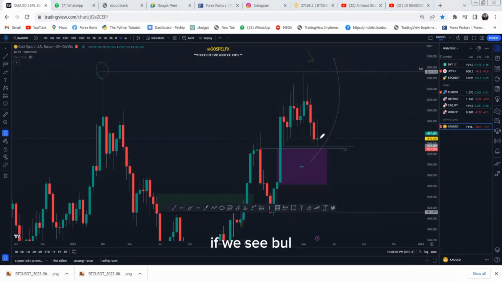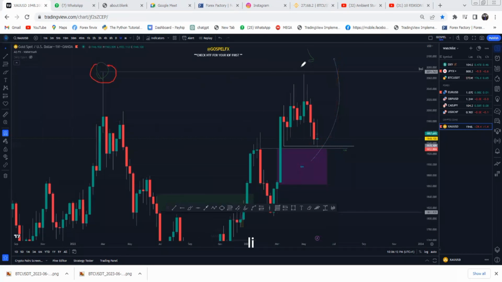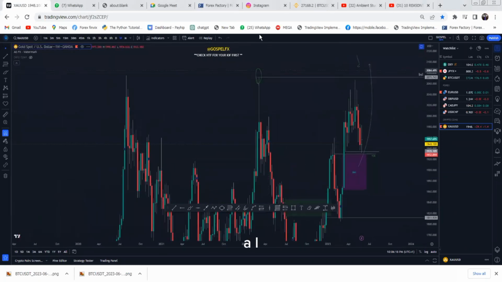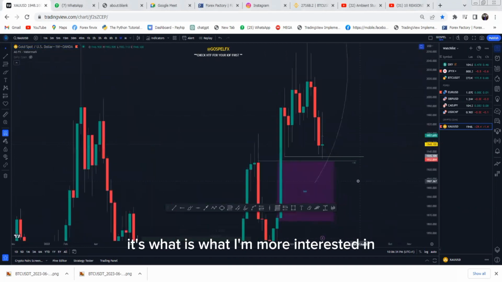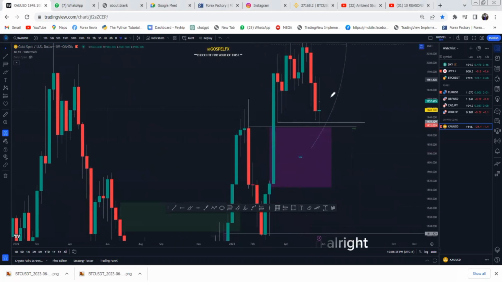If we see bullish signatures forming from here, then we're going to have a huge expansion, clearing all this buy side liquidity that's sitting here. A lot of liquidity has been built up on this buy side, so around this area we're going to be pushing up. But the close of this candle is what I'm more interested in. It could be that this week price will expand lower, maybe reject from around the consequent encroachment of this fair value gap, and then we go up bullish.